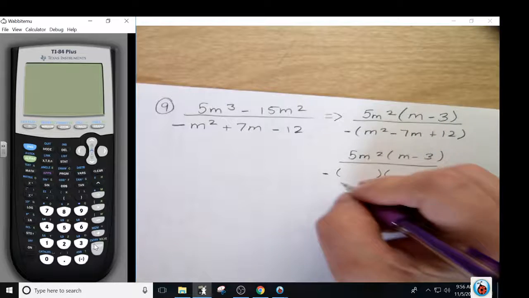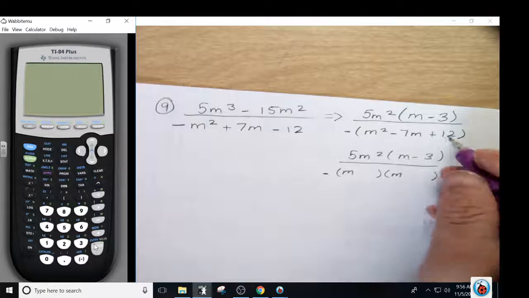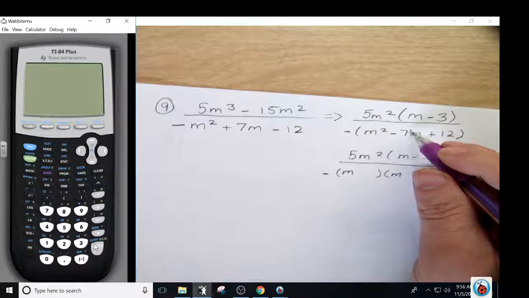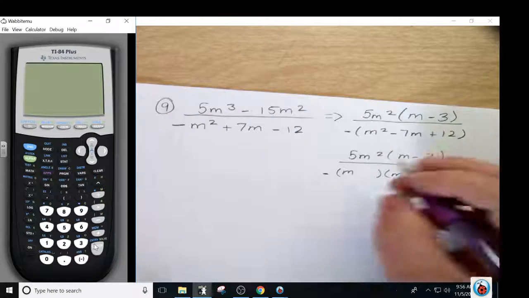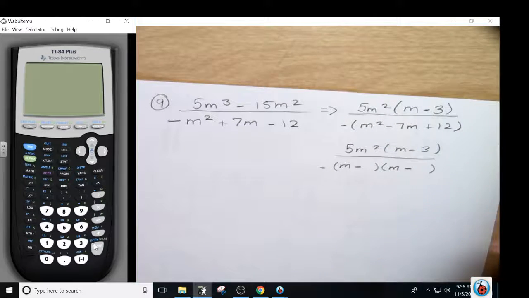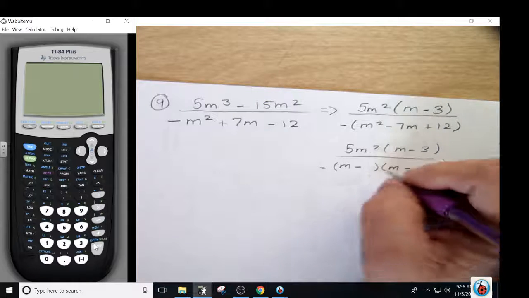Now m. Now, I need two numbers that will multiply to give me 12 and at the same time add to give me negative 7. All right, now my two signs are going to be negative, negative, the same in both. That would be 4 and 3.